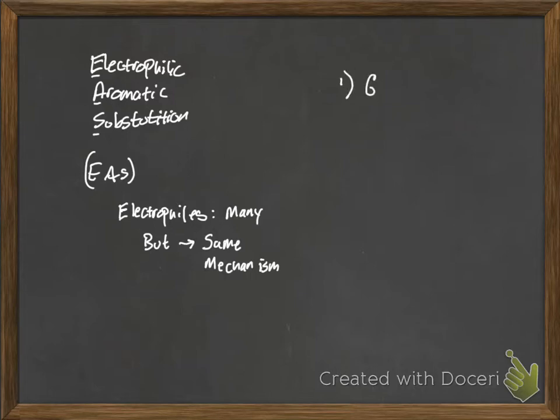1. Generation of a strong electrophile. No measly, wimpy proton will do. We're talking carbocations here, if not more energetic than that.